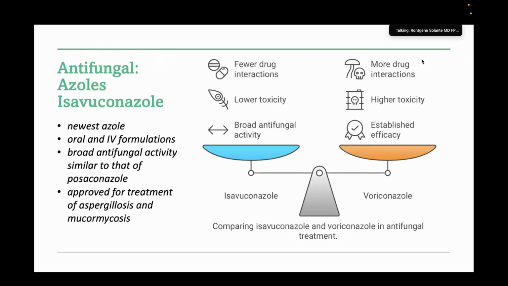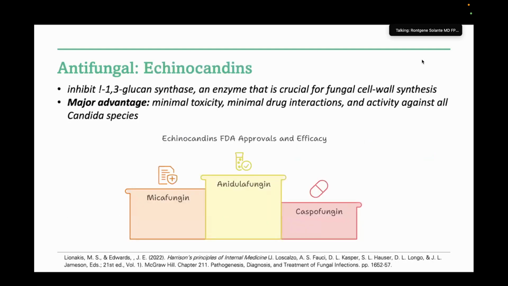Okay, so remember, earlier I said, mucormycosis, posaconazole, aspergillosis, voriconazole. But this one is another drug with a better list of side effects. Okay, lower toxicity, broad antifungal activity because it's effective both for aspergillosis and mucormycosis, and at the same time, unlike your voriconazole, it has fewer drug-to-drug interactions. So to differentiate this from voriconazole, your voriconazole has more drug interactions, higher toxicity, and the established efficacy focuses on aspergillosis. Okay, so you have more of an advantage with isavuconazole over voriconazole.